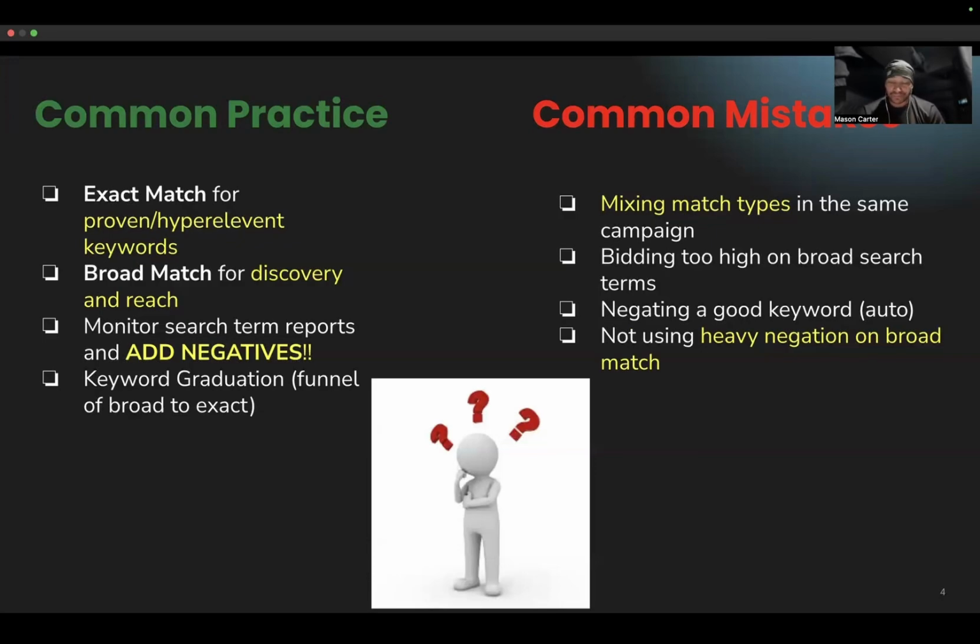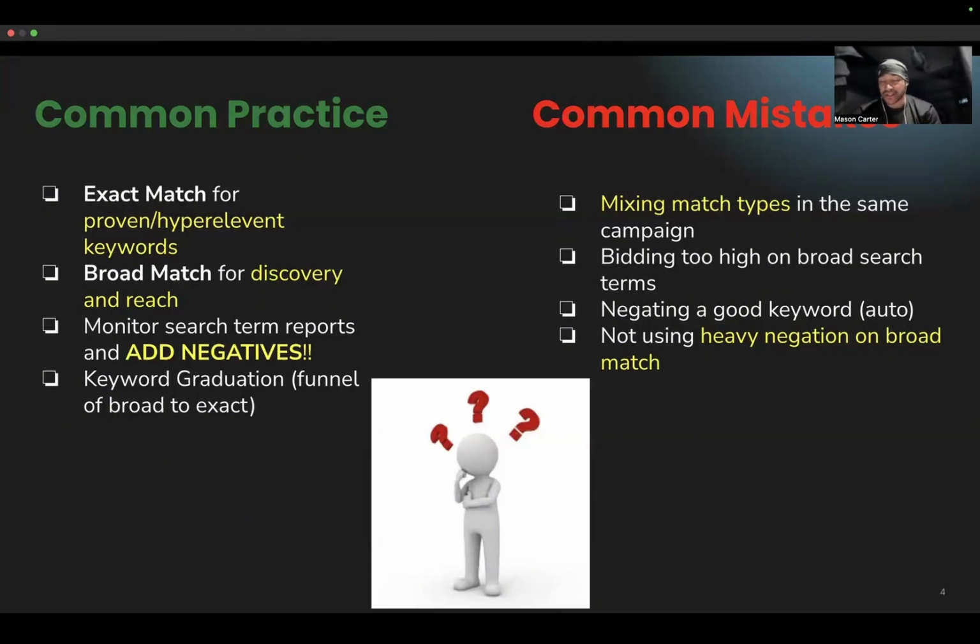Negating a good keyword. It kind of ties into an auto campaign. I know it's a big topic in the Amazon space. A lot of people like to say, once the keyword is working good in your auto campaign, to negate it and put it into an exact. The reason you don't want to do that is simply because you're not guaranteed success on that same keyword in an exact campaign. If something is working well, leave it alone. If you want to add it into an exact campaign, go ahead. But negating a good keyword, especially in an auto campaign, you don't really want to do that.